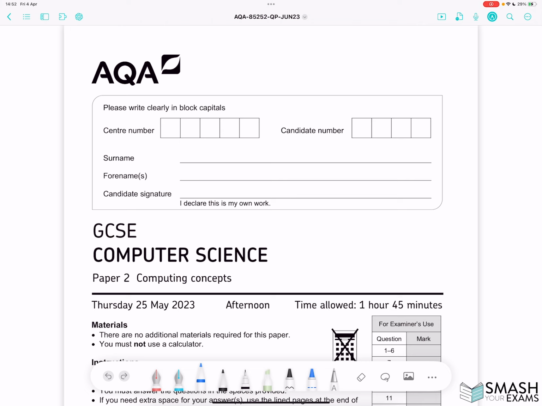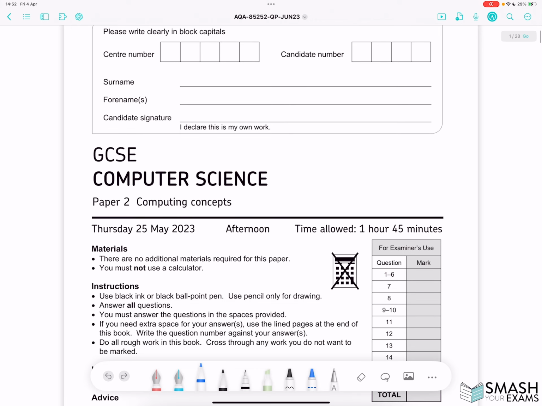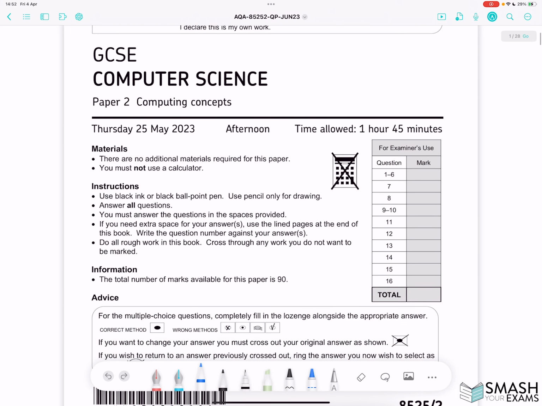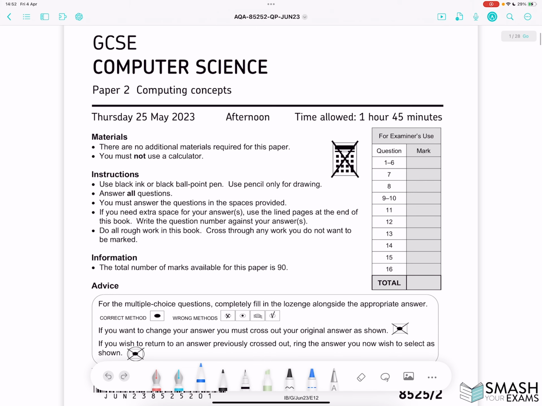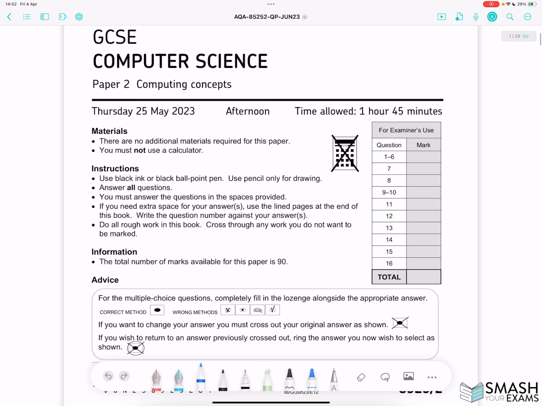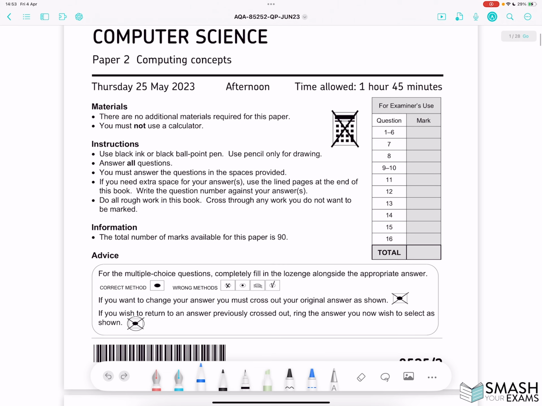So do make sure you complete the centre number and candidate numbers accurately and clearly pop on your surname and your forenames as well. And don't forget to put your signature on as well. And you can see it'll give you some basic information on the start, which is standard on the front of most exam papers. You'll be given 1 hour and 45 minutes to do this paper. And you can see that the rest of it is used to be filled in for the number of marks available in each section. You'll also be given some other instructions.